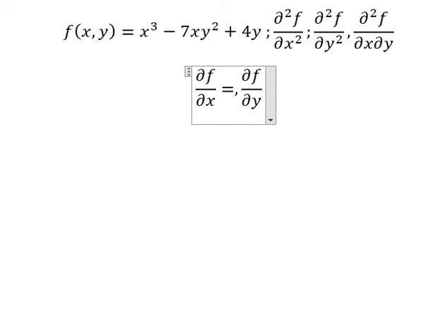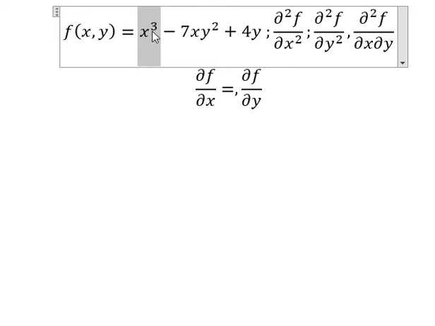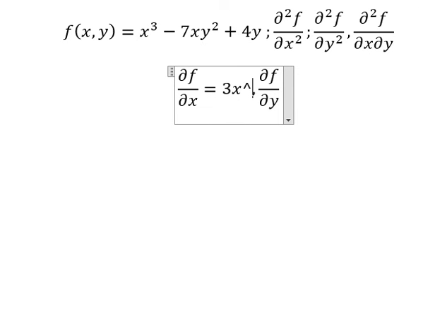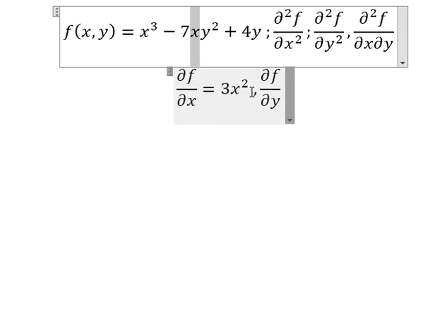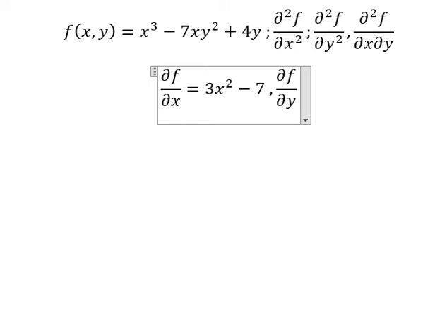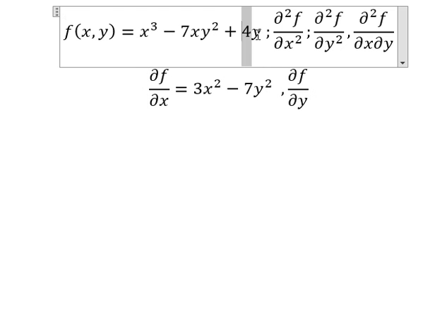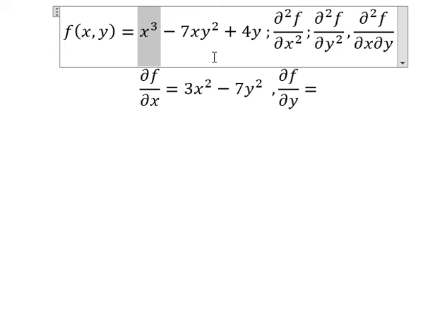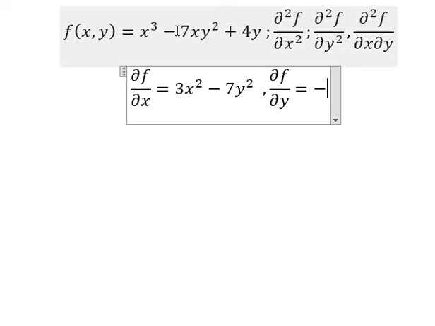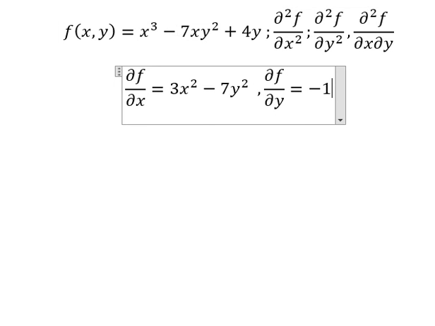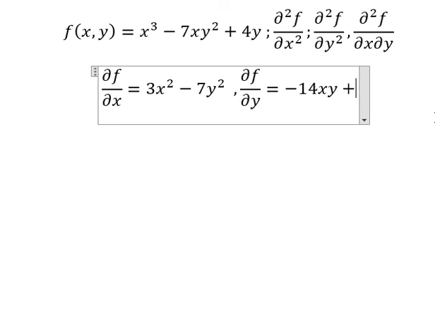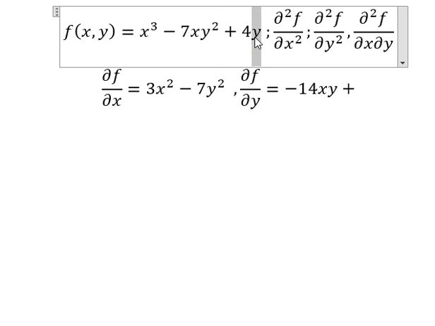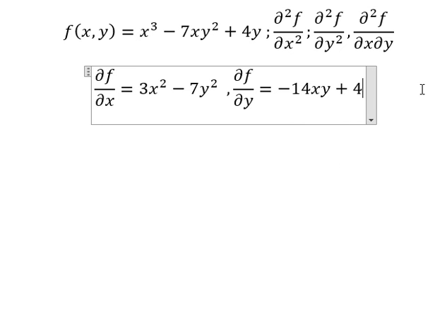So for this one, we have s to the power of 3, so that's 3s squared. This one we have s, so we have number 1, and we have 7y squared. This one we don't have s, so you got 0. Now to this one we don't have y, so you got 0. This one we have y squared, we have 2y. Negative 7 and 2, we have negative 14. This one we have y, so we have number 1, and that is 4.